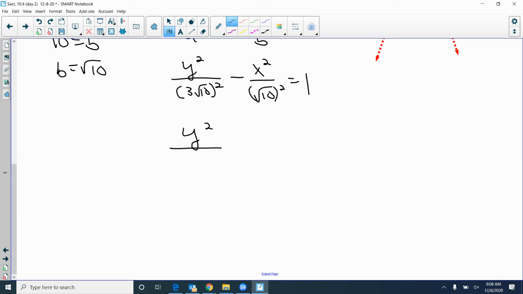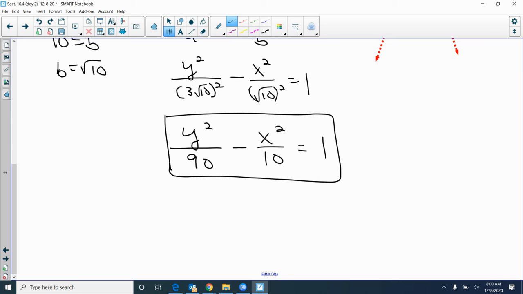3 square root of 10 squared. What's that give us when you're done? Gabby, you know? 90. Yep. Square root of 10 times square root of 10 is 10. 3 times 3 is 9. We get 90 minus x squared over 10 equals 1. So here is your final answer.